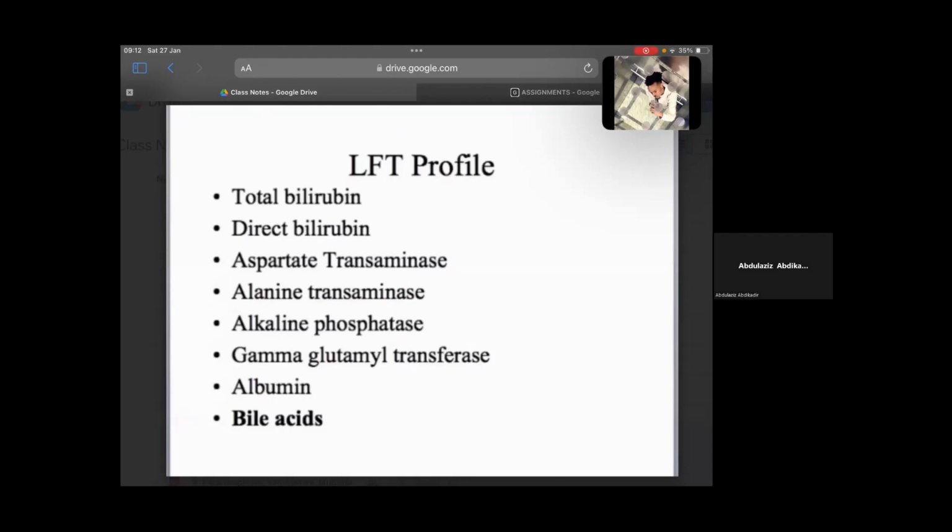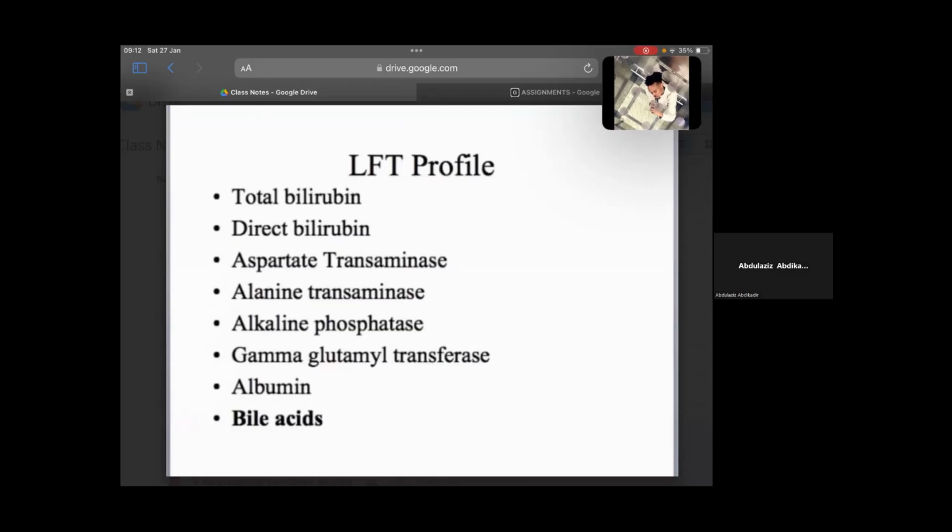Which one of the following is not among the LFT profile? Then they will put something there for you. So total bilirubin, both the conjugated and unconjugated. The direct bilirubin is the conjugated. Remember, the indirect bilirubin is not part of the LFT profile. You normally have to calculate it by subtracting the direct from the total.